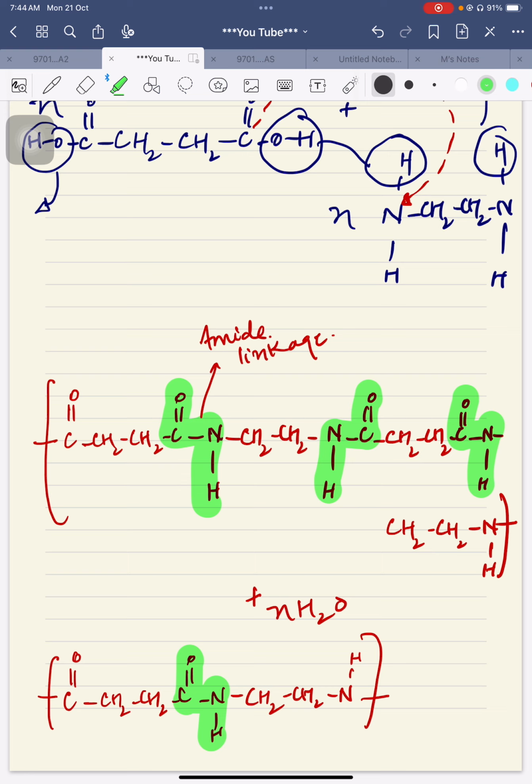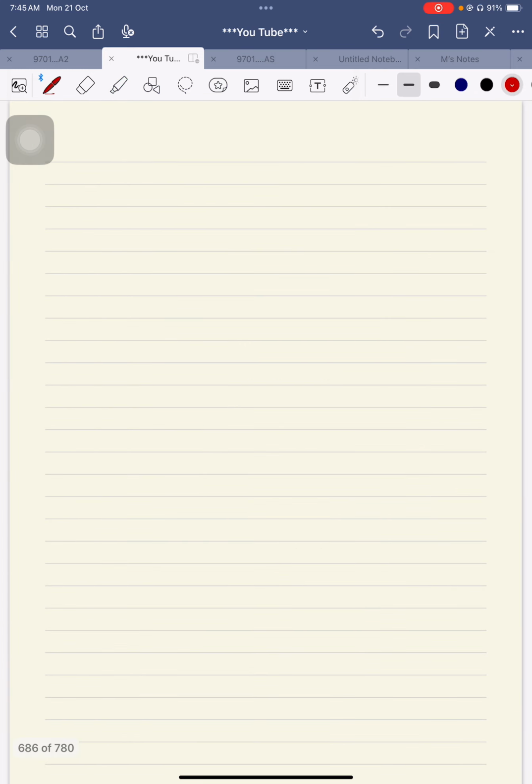Amides are formed whenever a carboxylic group attaches with a diamine. Carboxylic with amine is called amide. So I'm writing it here now, so that you may have an idea what amide is. Amide is equal to carboxylic plus amine. Whenever C double bond O is attached with NH, it is called amide.